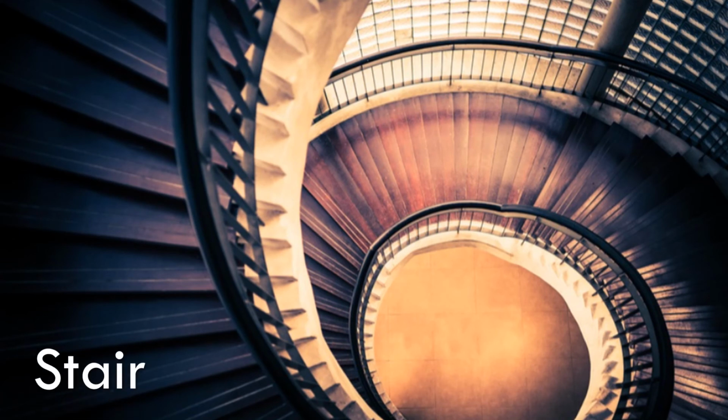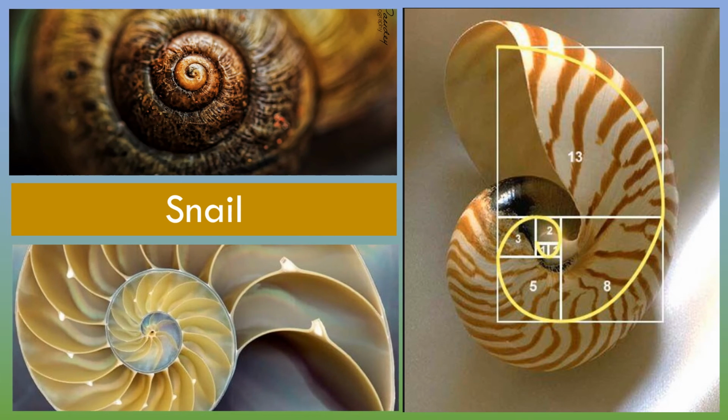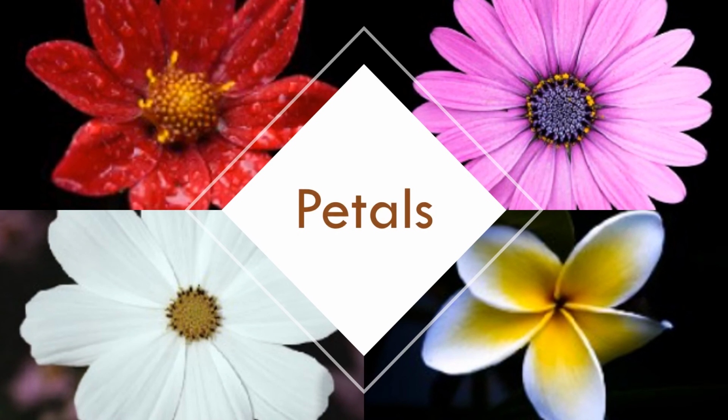An example of the Fibonacci sequence is a stair. You can also look for it or see it around you. Other Fibonacci sequences that you will see in nature, like a snail. You can see also the Fibonacci sequence in the petals of flowers. The petals of flowers have 5, 8, and so on.